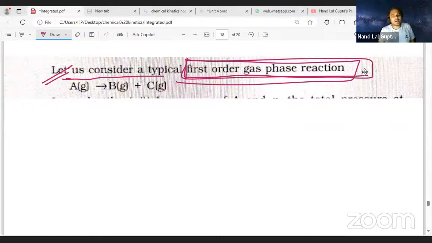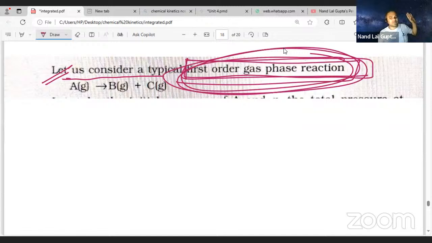Okay. Now most of the portion we have covered, you try to solve the problems on first order reaction, except the gas phase. Gas phase I did not discuss. Maybe tomorrow or day after tomorrow, I will discuss this one. So more than half of this chapter is over. Only one or two lectures more required, then it will be over. Okay, see you tomorrow, right? Thank you.